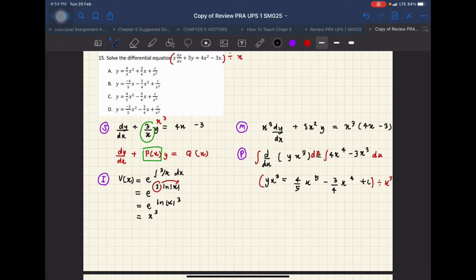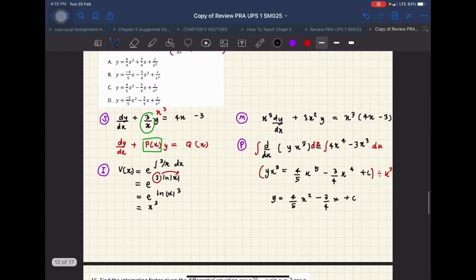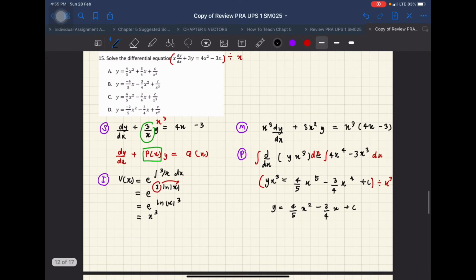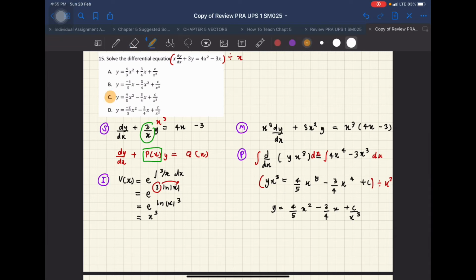So we will get y equals 4 over 5. Okay, so 5 minus 3 gives 2, x square, and then minus 3 over 4. Okay, so 4 minus 3 gives 1. And then just don't forget to plus c. Okay, so this is what you get, over x cube. Is it x cube? Okay, settle. So number 15, your answer is C. This one. Okay, settle. Number 15.